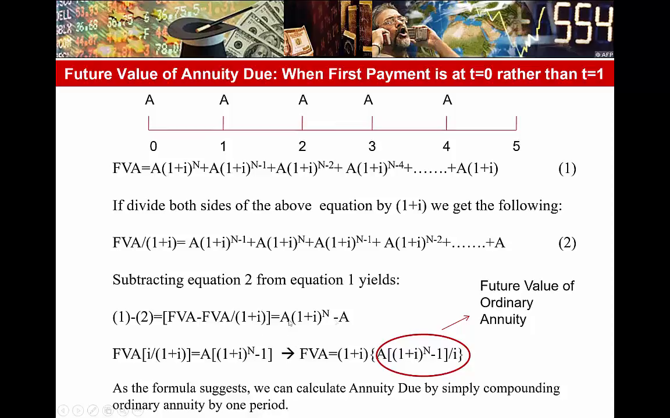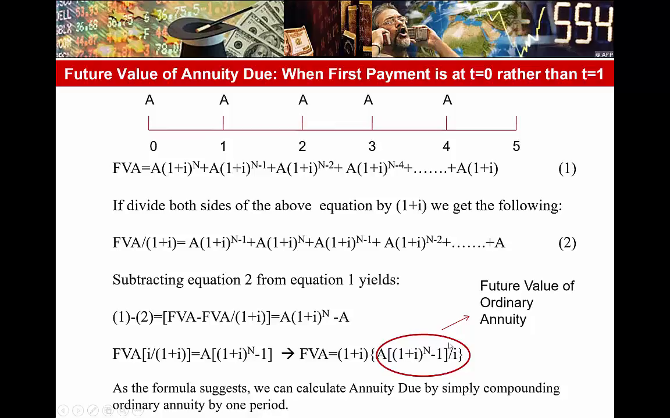And when we do the subtraction, a lot of terms are canceled out. The only surviving ones are the first one in here, which is A times 1 plus I to the power n, and the last one in the second one, which is A. So as in the previous case, if we rearrange the equation, we simply get the future value of annuity that is equal to 1 plus I times A times 1 plus I to the power n minus 1, divided by I.